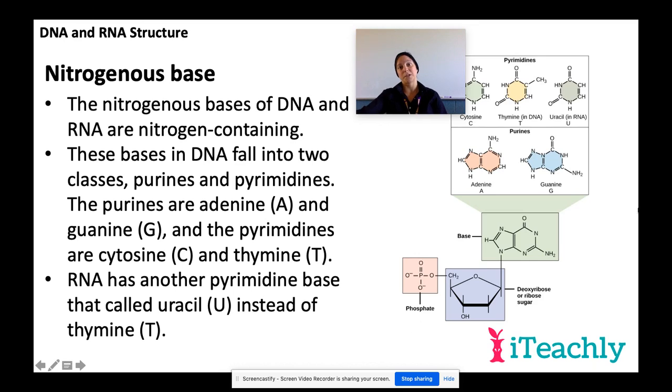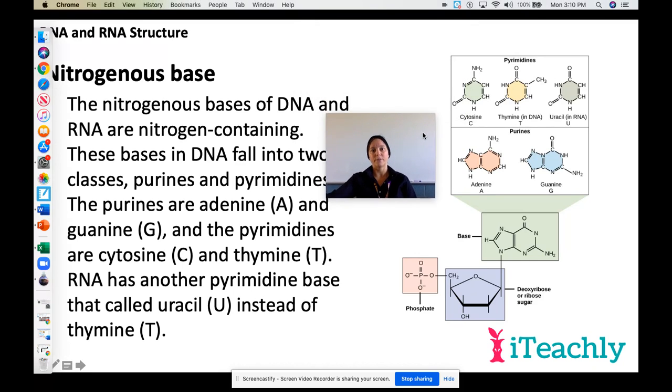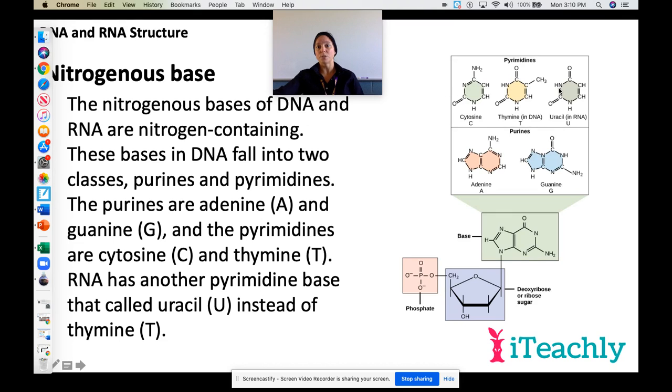Oh, and this is what I just said. I'm sorry, I forgot to advance my slide. So this is what I was referring to. So these are those bases that are different. Notice they even look different.